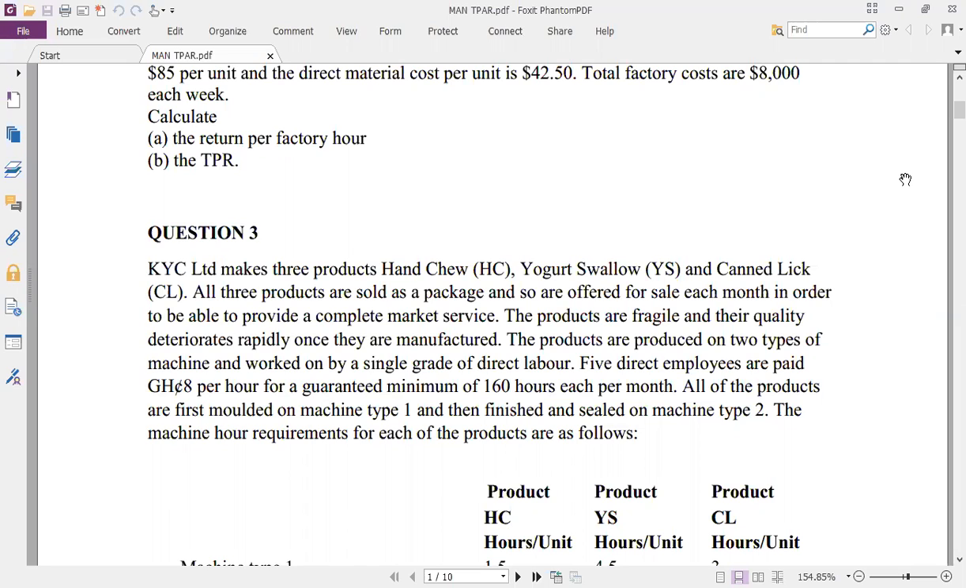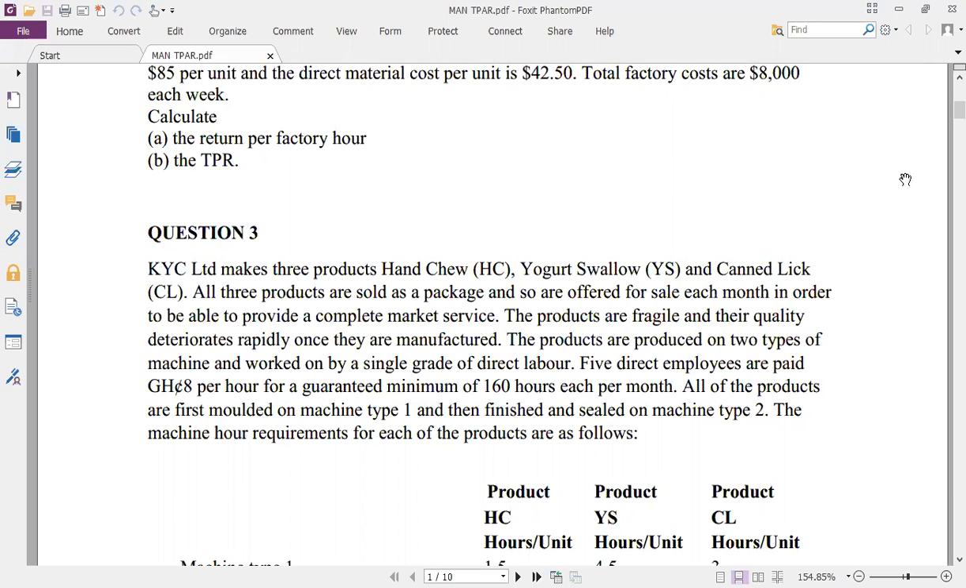The products are produced on two types of machines worked on by a single grade of direct labor. Five direct employees are paid 8 Ghana cedis per hour for a guaranteed minimum of 160 hours each per month. All of the products are first moulded on machine type 1, then finished and sealed on machine type 2. The machine hour requirements for each of the products are as follows.